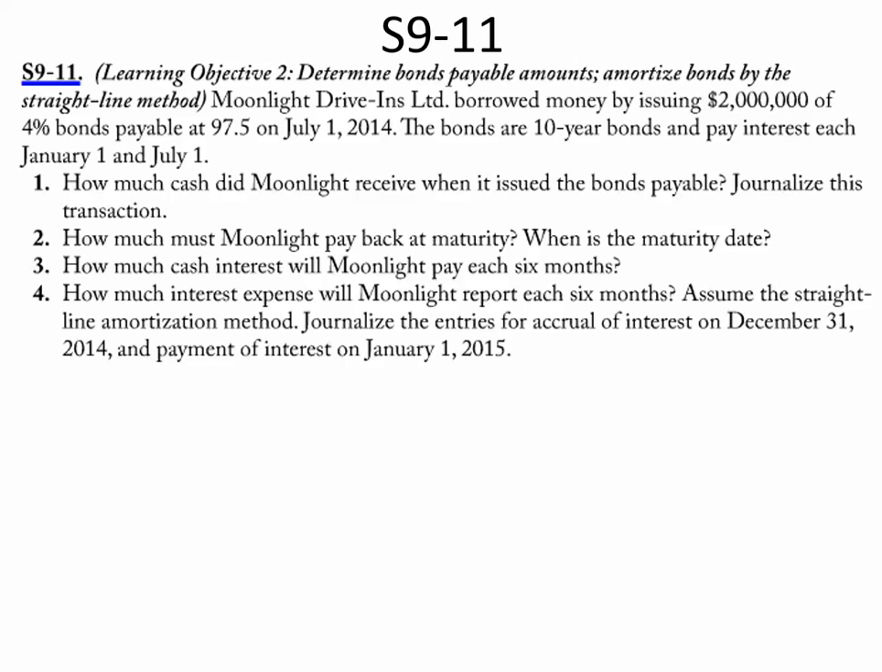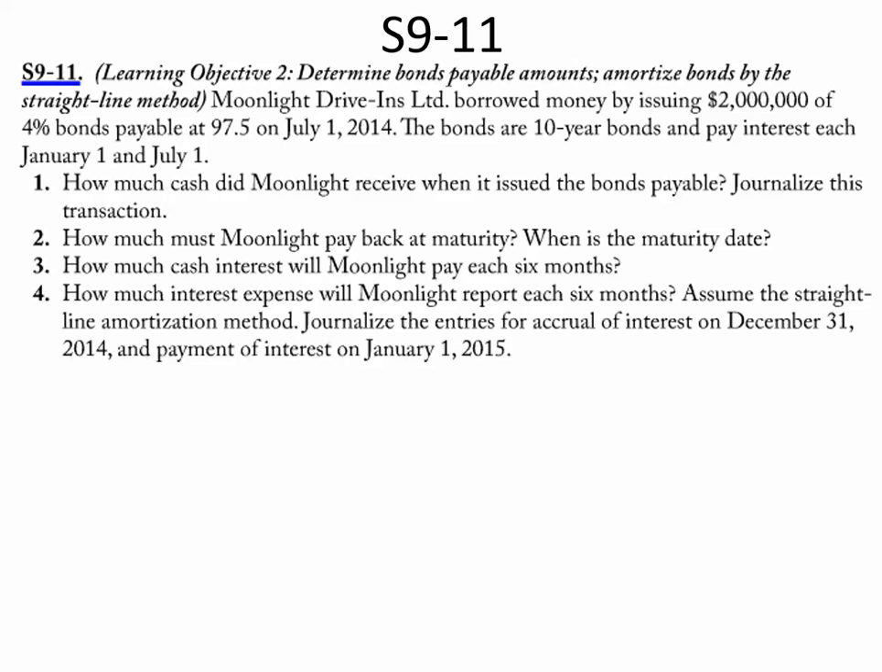Hello! In this video we're going to walk through short exercise 9-11. This is not a hard exercise, we'll just do it step by step. So, short exercise 9-11, we have a company that borrowed money by issuing $2 million of 4% bonds payable at 97.5 on July 1st, 2014. The bonds are 10-year bonds and pay interest each January 1 and July 1. So those are our facts.